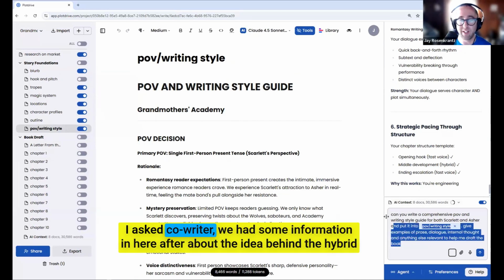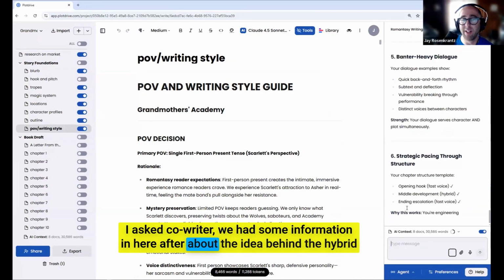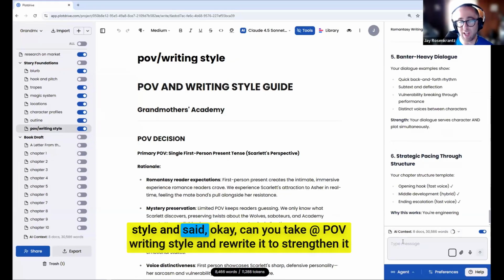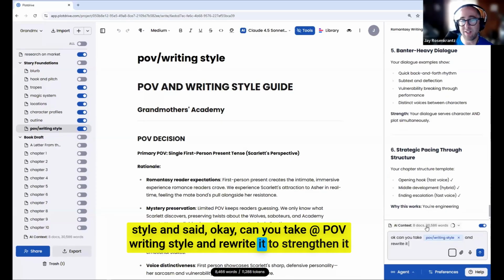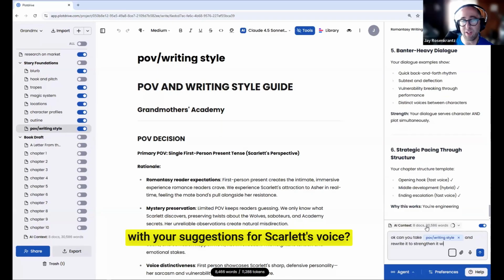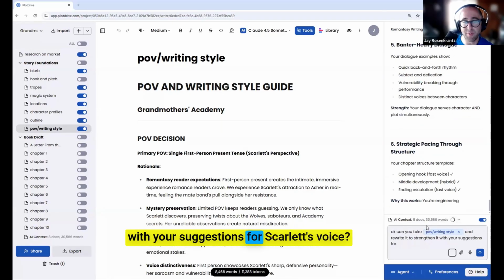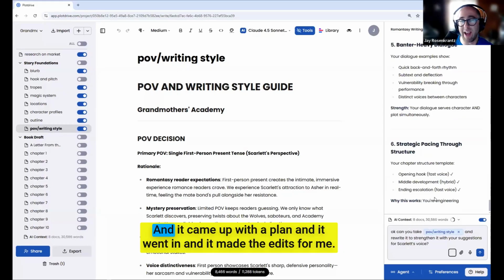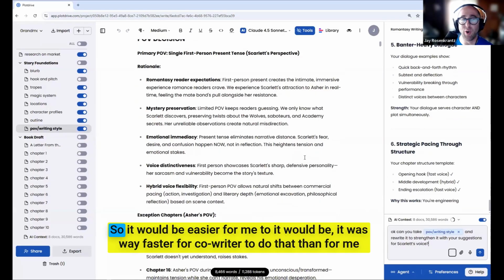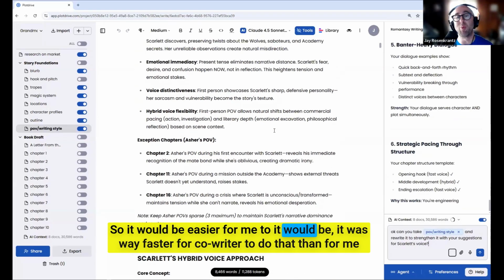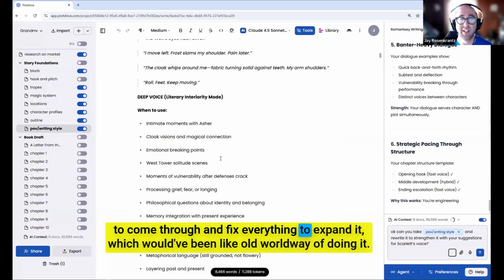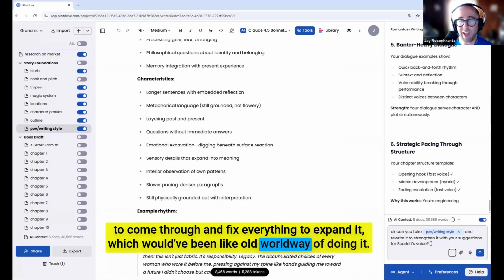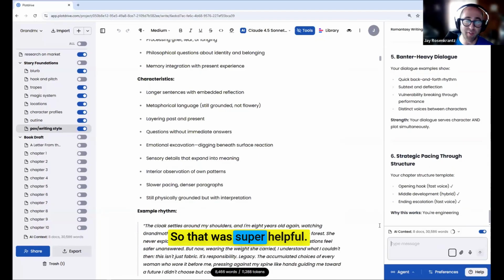I asked co-writer, we had some information in here about the idea behind the hybrid style, and said, okay, can you take that POV writing style and rewrite it to strengthen it with your suggestions for Scarlett's voice. And it came up with a plan and it went in and made the edits for me. It was way faster for co-writer to do that than for me to come through and fix everything and expand it, which would have been the old-world way of doing it. So that was super helpful.